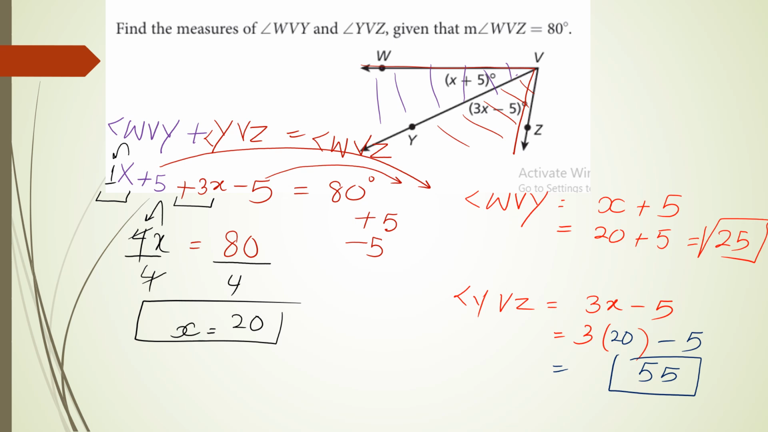Now if we add both of them, 55 plus 25, we get the 80, which says that the overall angle is 80. That is correct.